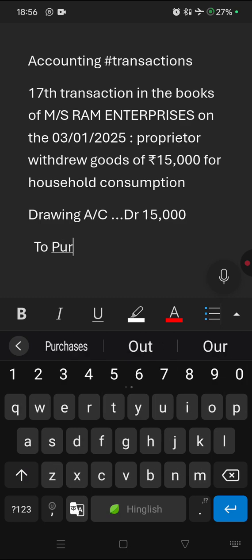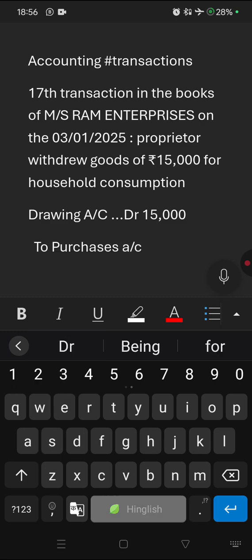Because the proprietor has taken away goods from the business. Whenever goods are bought, it is debited to purchase account. Whenever goods are returned to the supplier, it is credited to purchase return account. But whenever goods are taken away, then purchase account shall be credited. It means on increase purchase account is debited, and on decrease purchase account is credited.